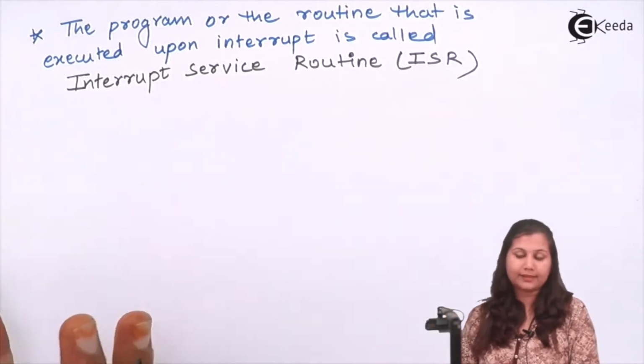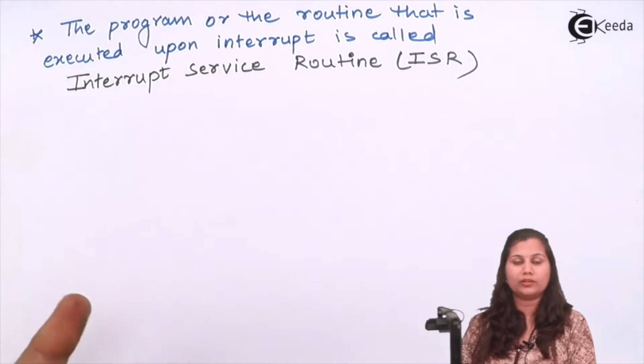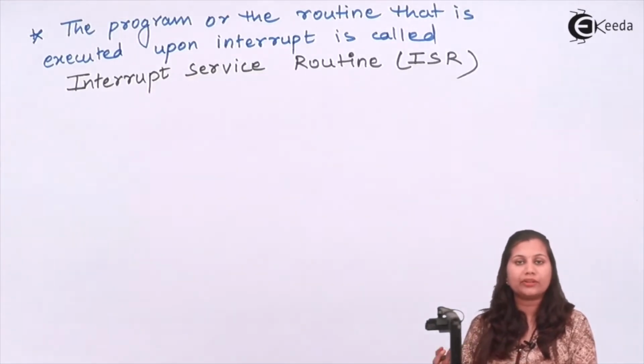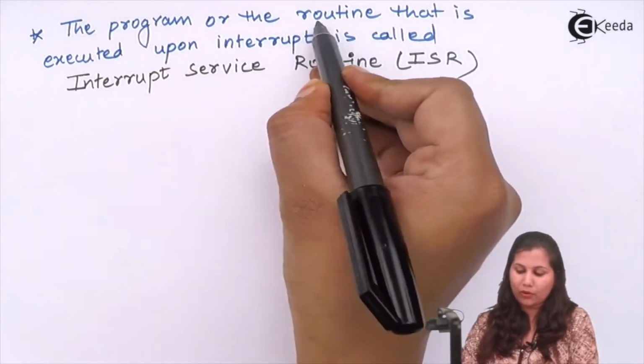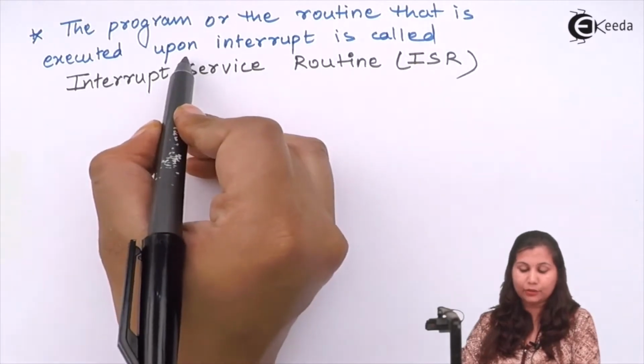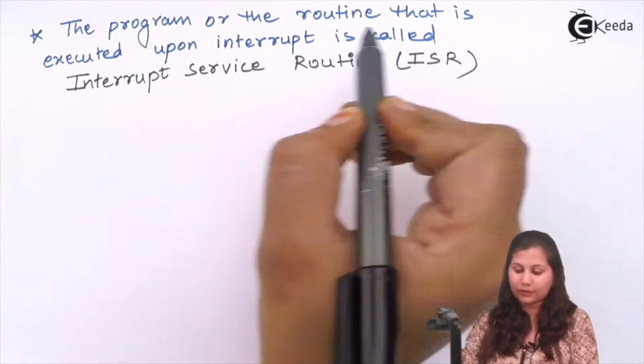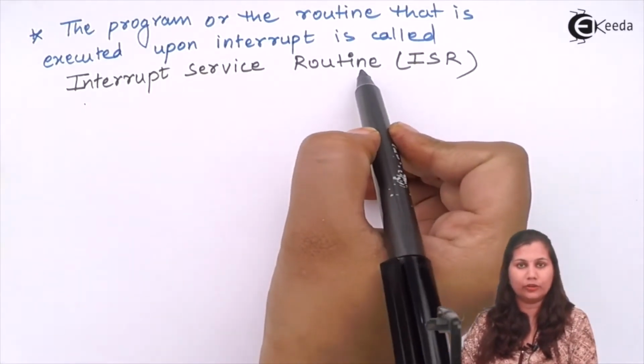Now these interrupts transfer the control to another program. That other program is called a subroutine, because a subroutine is a type of subprogram which is written at some other memory location. The program or routine that is executed upon an interrupt is called the interrupt service routine.